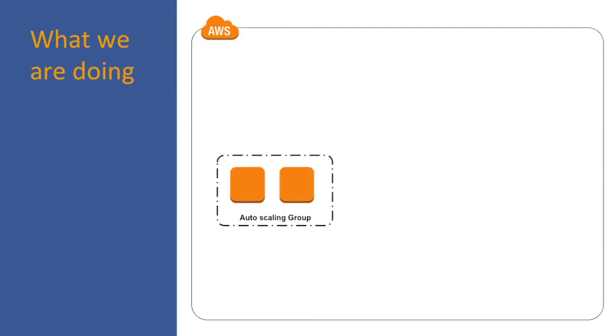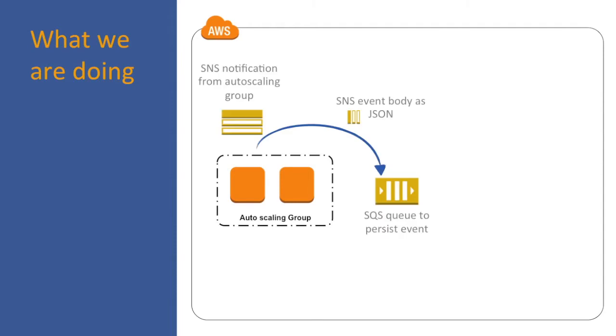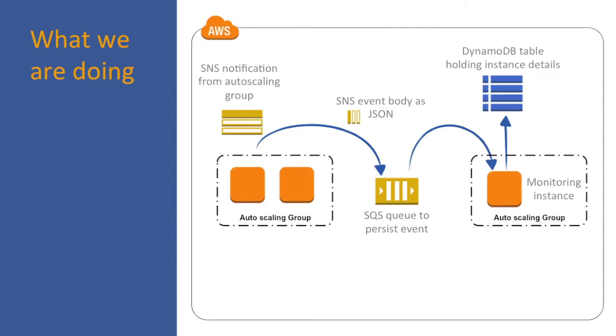We're going to be building an application to monitor an auto-scaling group, shown here with two instances inside. We're going to monitor that via an SNS notification so that auto-scaling actions are published as JSON objects into an SQS queue to persist the event. It's this queue that we're then going to read with a custom application written in Python that will pull the data and store it in the DynamoDB table of the instances that have come and gone.